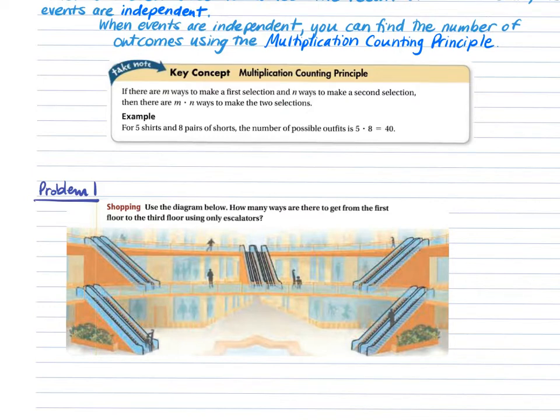For example, if you have 5 shirts and 8 pairs of shorts, what are the possible outfits you can make with just a shirt and shorts? Well, you have 5 choices for the shirts, 8 choices for the shorts, so 5 times 8 is 40. You don't have to make a big whole tree. Isn't that exciting?